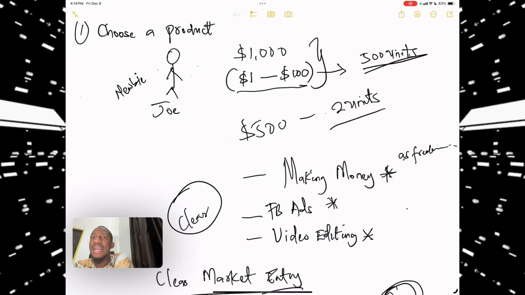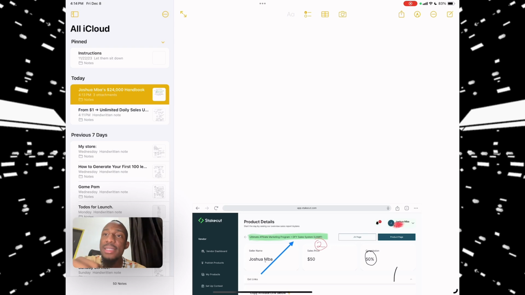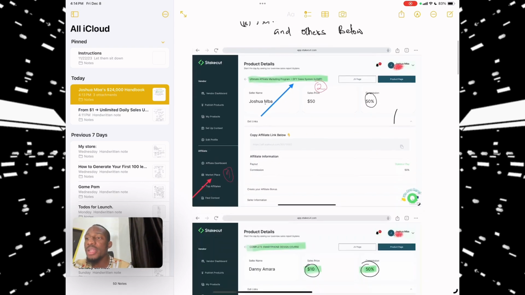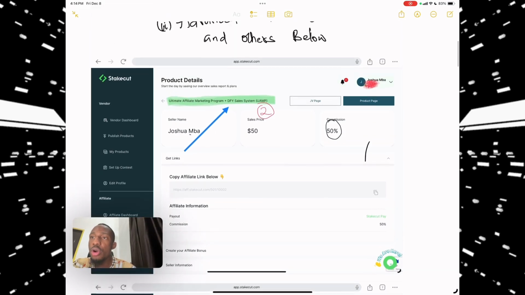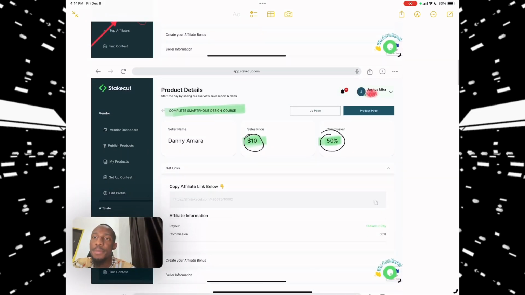Okay, so those are the 3 factors you must look into when you are trying to pick a product. Please, as much as possible, spend a lot more time rewatching this part of the program and be sure you are picking the right product that suits you. I'm basically going to recommend, if you're 100% new, right? If you ask me, "Joshua, can you make a recommendation for me?" I'm going to tell you, hey, go for the complete smartphone design course.